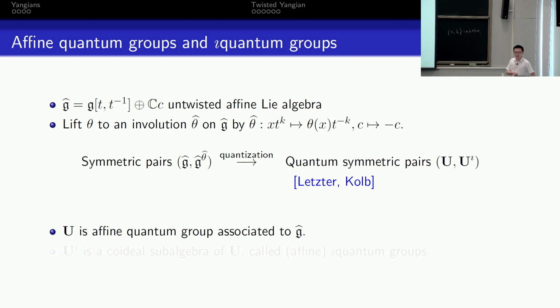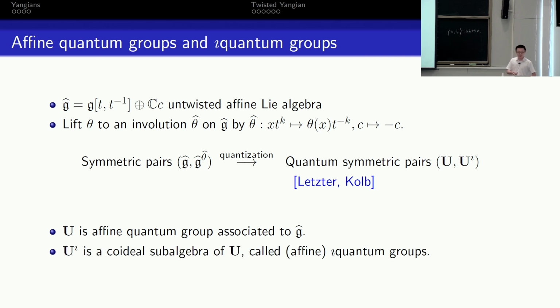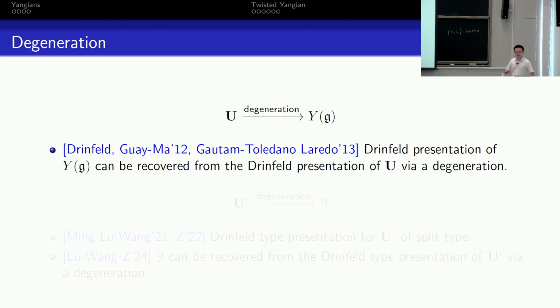Here U is the Drinfeld quantum group associated to the affine algebra g hat, and U^i is a coideal subalgebra of the affine quantum group. It's called the affine i-quantum group. Okay. So we know this affine quantum group is closely related to the Yangians. That means the Yangian can be recovered from an affine quantum group by a process called degeneration. So if you start with the Drinfeld presentation for the affine quantum group and you do degeneration, you can get the Drinfeld presentation for the Yangian.